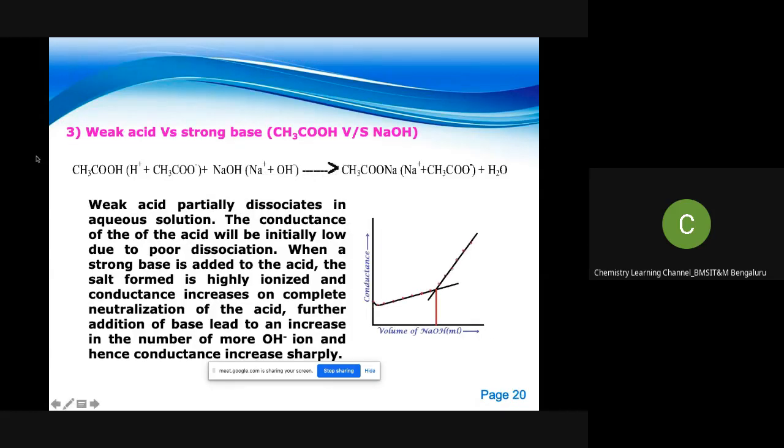And the last one is weak acid versus strong base. So acetic acid is taken in the beaker and NaOH is added as a titrant from the microburette. We see that as acetic acid is a weak acid, it is going to dissociate partially, so poor dissociation takes place. But on addition of NaOH, a strong electrolyte is formed. So sodium acetate, a strong electrolyte, is formed, which is ionizable. Therefore, the values will go on increasing slightly. Once the acetic acid is completely neutralized, we are still adding NaOH. So we are adding OH minus ions in excess, hence the conductivity value will increase in this case.